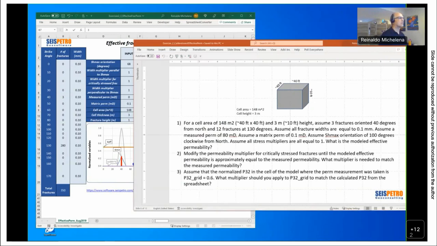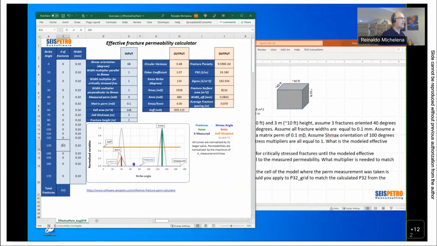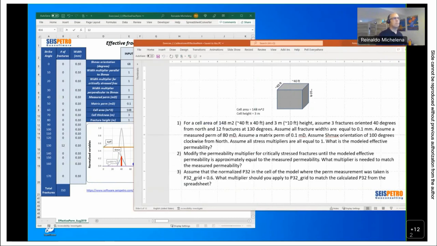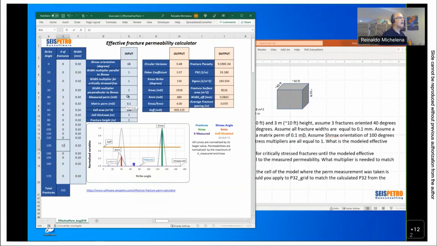and then we have 12 fractures at 130 degrees. So here we put 12 fractures. This is assuming that this is what we measure, let's say, from FMI in that interval. We're going to assume all the fracture widths are 0.1 millimeters, and this is what we have here. We're going to assume a permeability, a measured permeability from a well test, for instance, of 80 millidarcies. So here we're going to put 80.